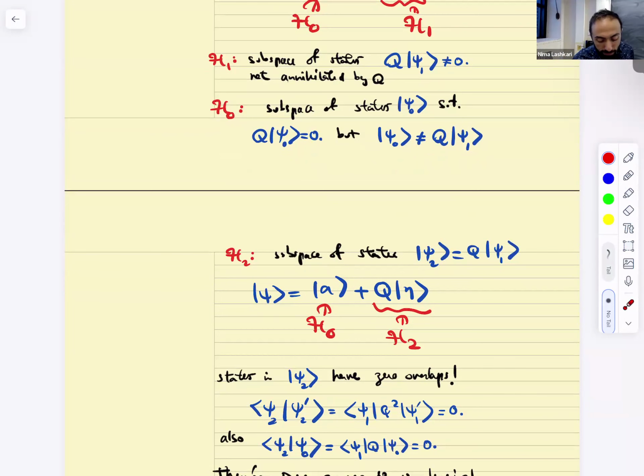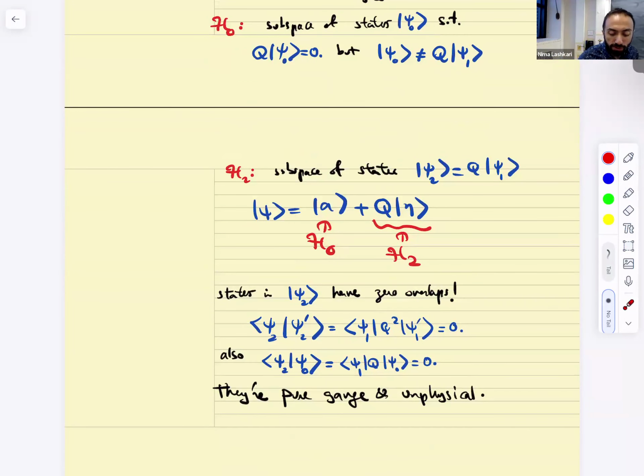But so the physical states belong to H0, and now I'm going to argue for you that Q of eta, which is the state in H2, is pure gauge. There's a vector that's pure gauge. How am I going to argue for that? Well, let's pick two vectors that belong to H2. What is the inner product? 0. What is the inner product of a vector in H2 and psi 0? That's also 0.